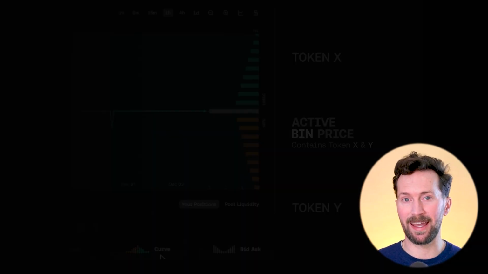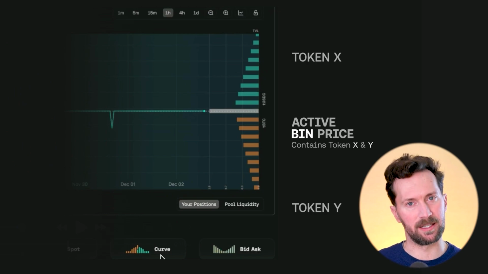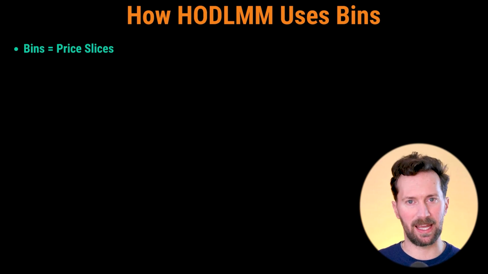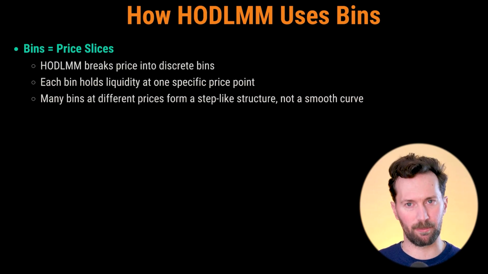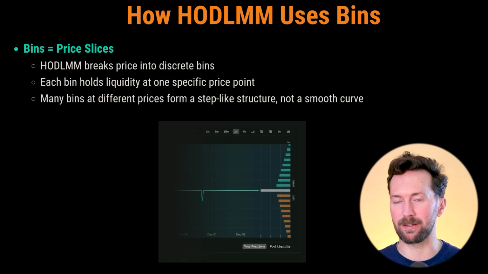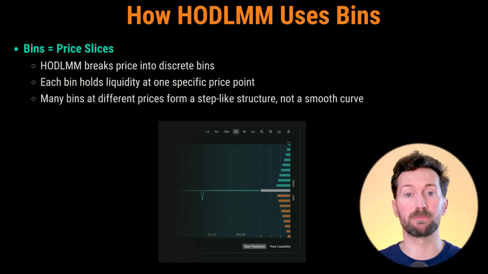Now that we've talked about what HODLMM offers to traders and LPs, let's zoom in on how it actually structures price. So in a regular AMM, price is usually modeled as a smooth curve. In HODLMM, price is broken up into discrete bins, like slices on a price ladder. You can think of it like this. A bin is a container holding liquidity at one specific price point, and each pool has many bins, each at different price points. Together, they form a step-like structure instead of a smooth curve.